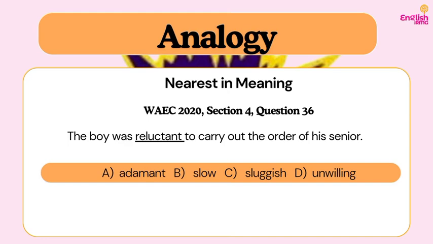When you are slow at doing something, you've started. It's just that you are slow. Do you understand? But when you are reluctant, it means that you don't even want to do it. It means that you are unwilling. Do you understand? It means that you are unwilling to do that thing. That is, you don't want to do it at all.